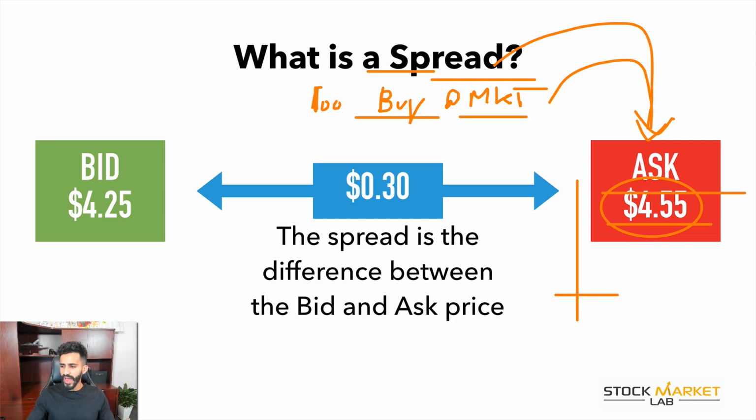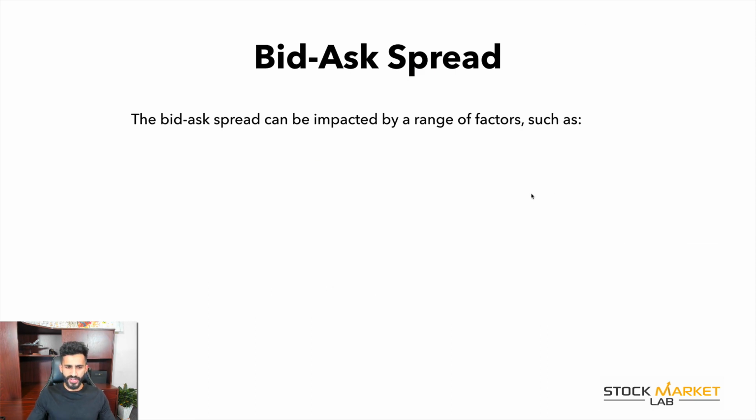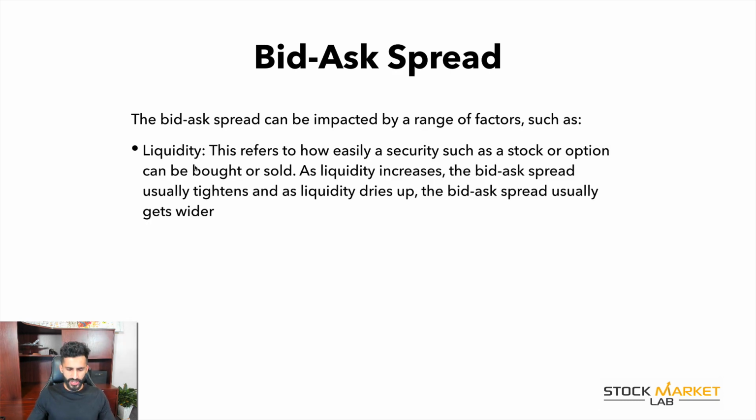Now, a few key factors about the spread before I show you a few more examples. The bid-ask spread can be impacted by a range of factors such as liquidity. So liquidity affects the bid and ask spread. So liquidity, this basically refers to how easily a security, and once again, whenever I mention the security, I mean anything such as a stock or an option, can be bought or sold. As liquidity increases, the bid and ask spread usually tightens. And as liquidity dries up, the bid and ask spread usually gets wider.